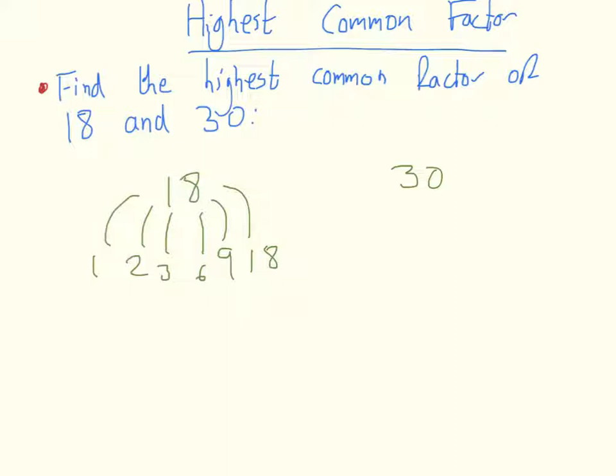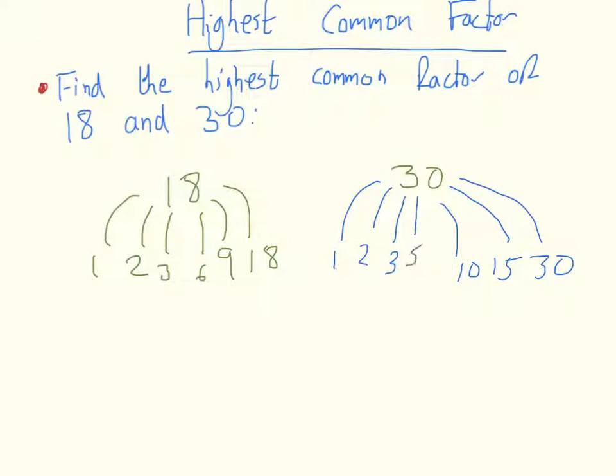Now if we look at 30, the two numbers that multiply together to make 30 are, does 1 go in? Yeah, well, 1 times 30. Does 2 go in? Yeah, 2 times 15 gives you 30. Does 3 go in? Yes, it does. 3 times 10. Does 4 go into 30? No, it doesn't. But does 5? Yes, it does. It goes in 5 times 6. Now we started coming up the other side, we can stop. So we've got all the factors there of 30 as well.